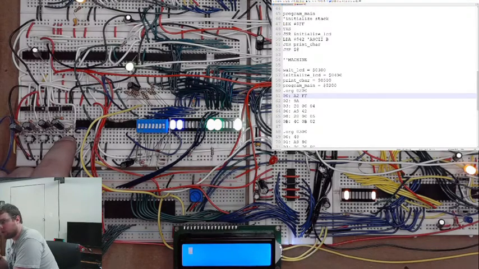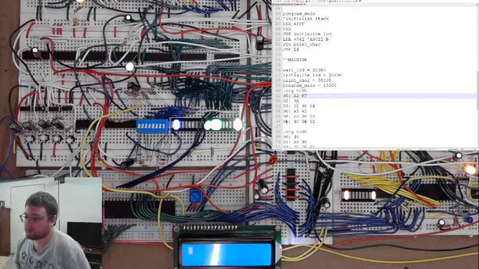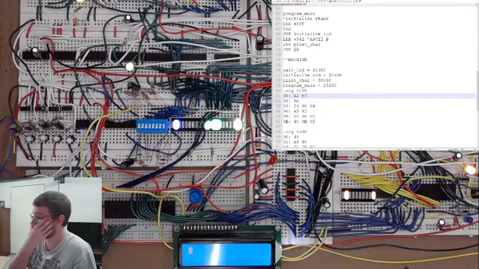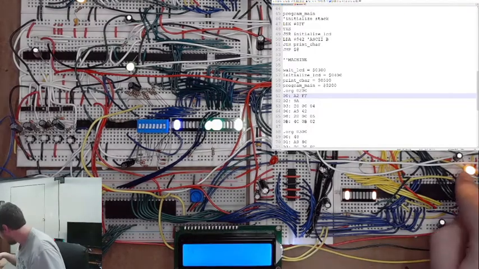4C, 0B. We're at what? B? No, we're at A. Okay. 4C. Yep. 0B and 2. Okay. This first function has now been checked and is correct.